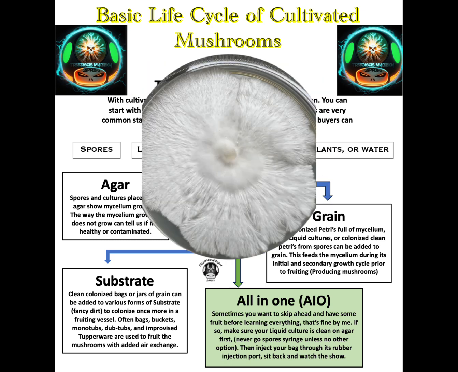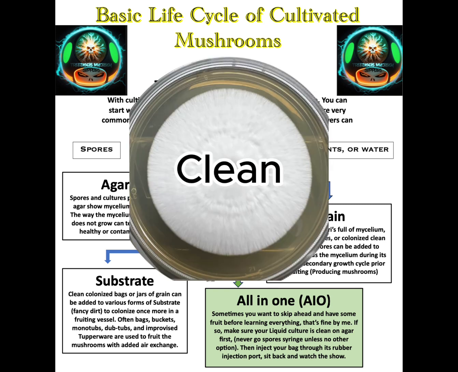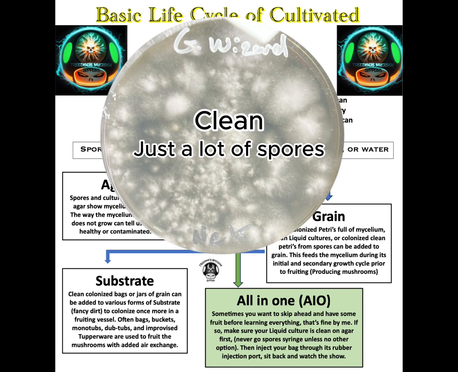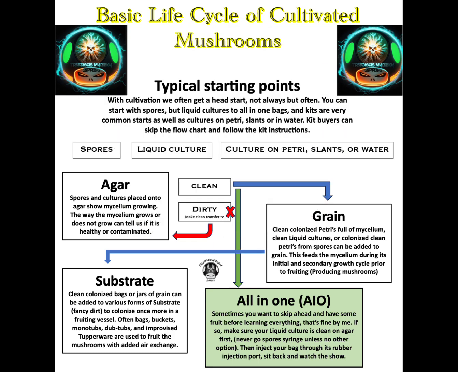But the first thing is to make sure that if you have a culture or spores, that it's clean on agar. If it's clean, the next thing that you should do is take that mycelium, that clean plate, put it to grain. If your LC that you bought checked out and it's clean, go ahead and shoot your grain with it. You're good to go. Same with an all-in-one bag. If it comes with liquid culture, test it on agar. Make sure that you have a clean liquid culture you're shooting into that grain and that substrate so that it comes out good for you.